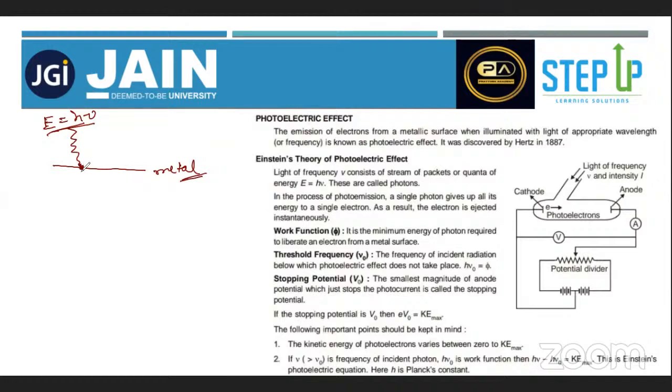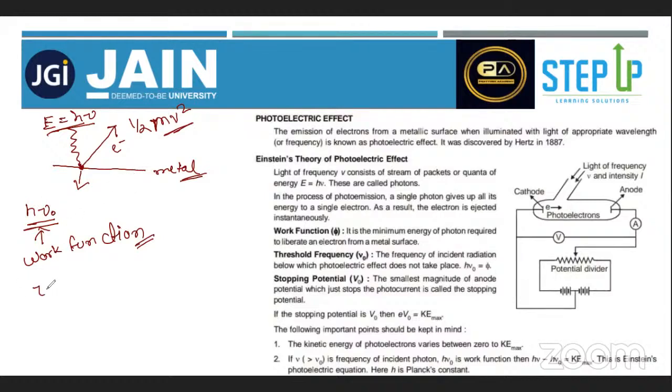This particular surface has a smallest value below which ejection cannot happen, and that value is known as h nu naught. h nu naught is known as the work function. This is the minimum amount of energy required for ejection of an electron. We call these ejected electrons photoelectrons, because they are ejected after light falls on the metal surface. They move with some velocity, so we can find their kinetic energy. So this is known as the work function.